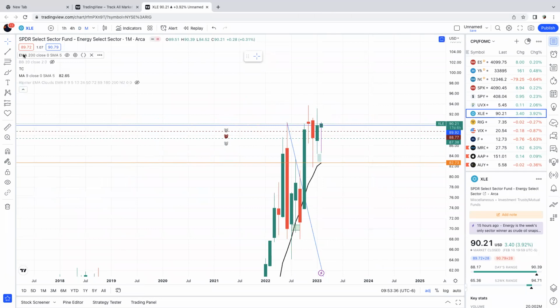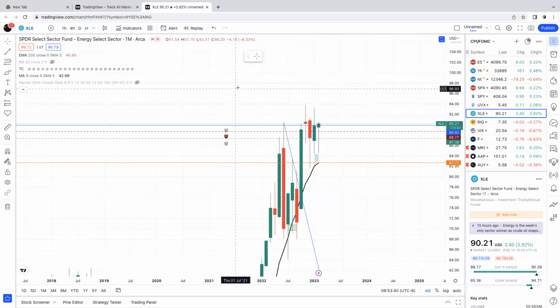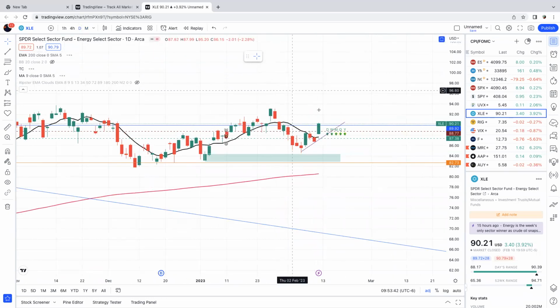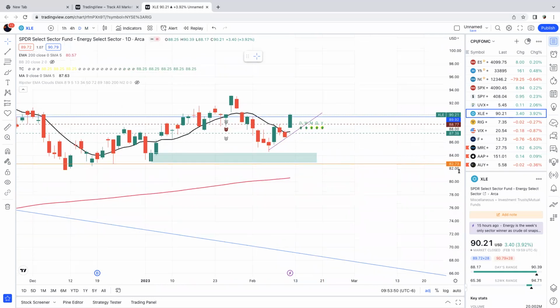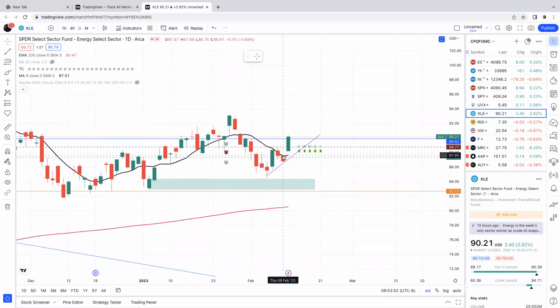Where is it? Why is it not showing? Oh, it's right here. So you see it right there. The daily, the weekly, the monthly, the quarterly, and the yearly. You guys see it?